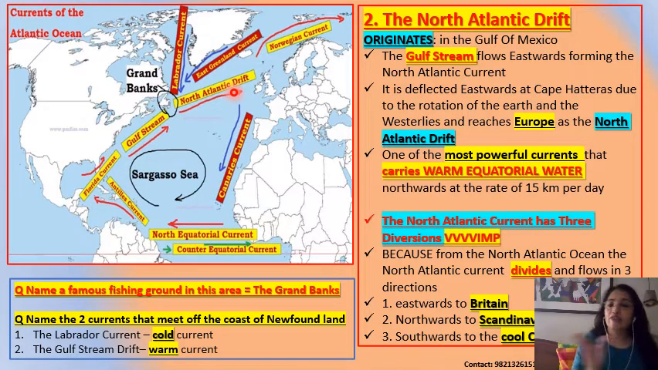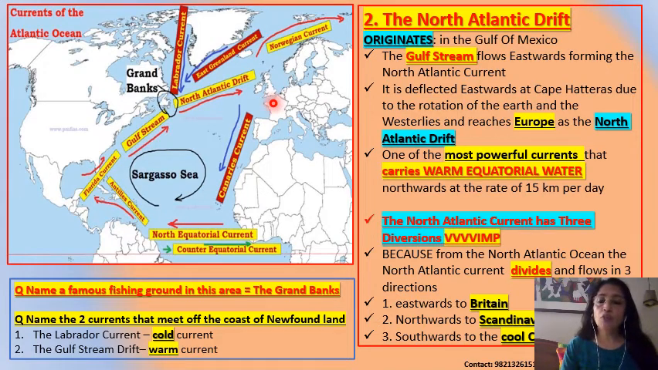Why are currents deflected? We have read that earlier. Currents are deflected because of the earth's rotation on its axis, and the westerlies, the winds. You have the westerlies here. It deflects it this side and it becomes the North Atlantic drift. So it reaches, this is Europe. It reaches Europe as the North Atlantic drift.